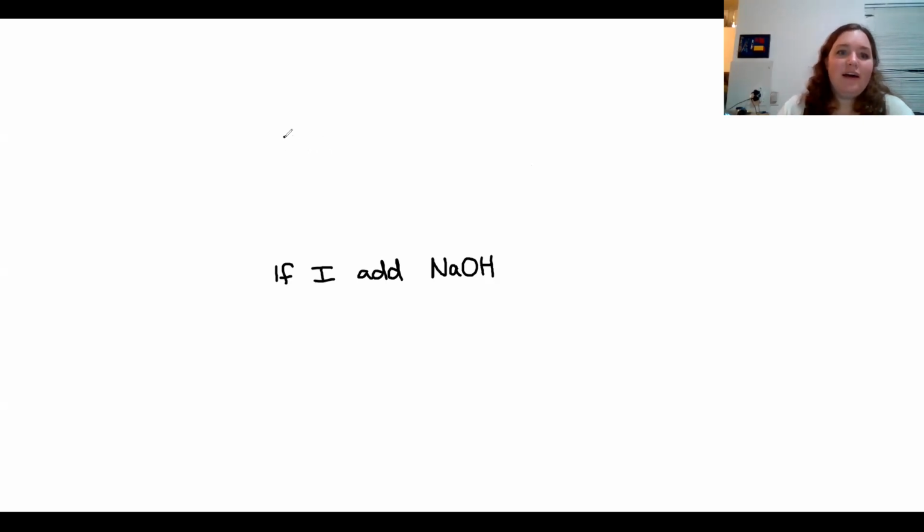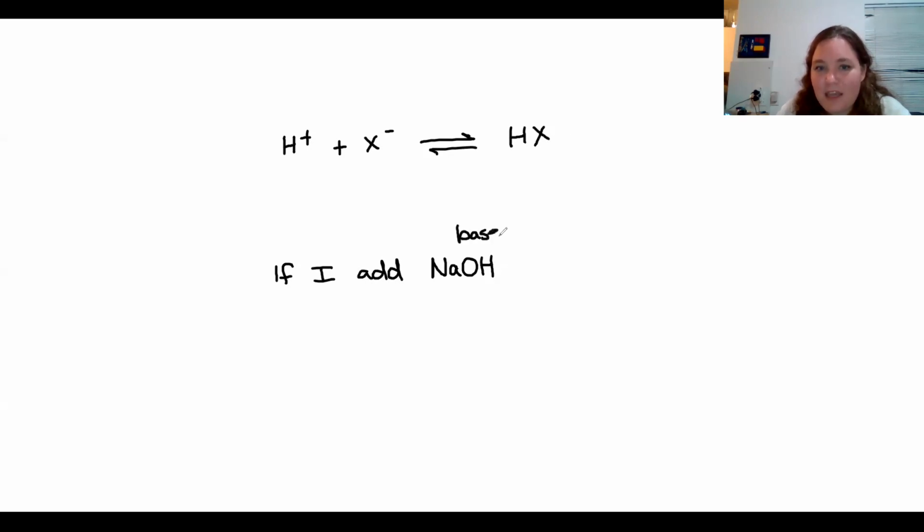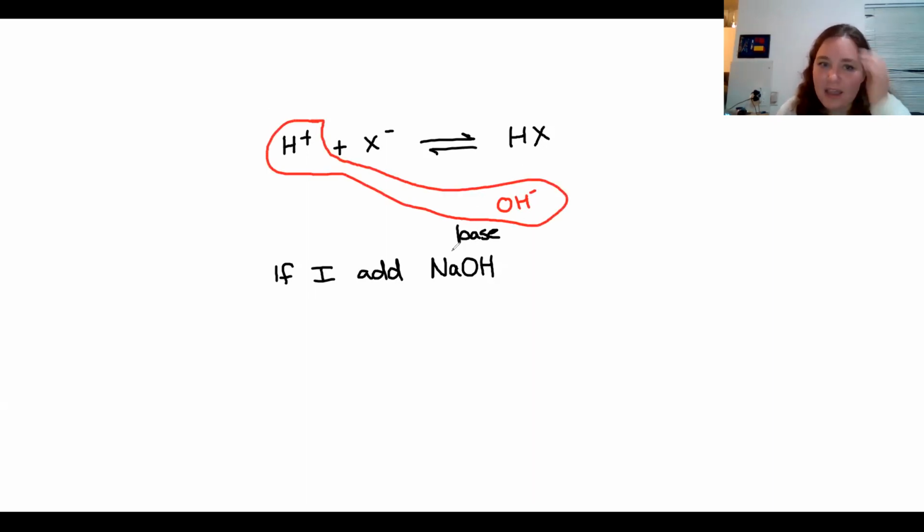So if I have, let's just say, H plus and X minus goes to HX. Yay, I've made up something that doesn't exist. Okay, so let's pretend that those two join to form this. If I add sodium hydroxide, it is a base. And what it will do is the hydroxide in it will react with the H plus. So by adding sodium hydroxide, the actual disturbance is a decrease in the concentration of H plus.